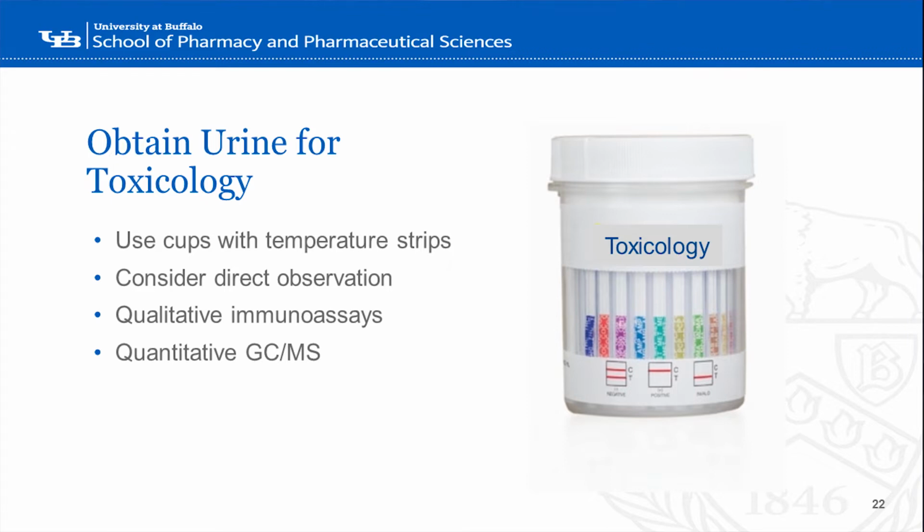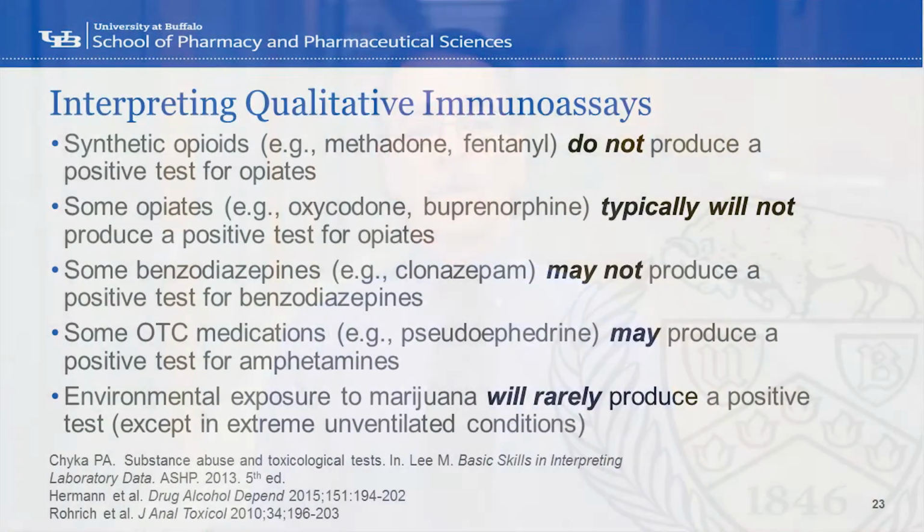And you can use these qualitative immunoassays as a screening test or a quantitative gas chromatography mass spec as a confirmatory test. Let's talk a little bit about the interpretations of these qualitative immunoassays. You have to remember that opiates are a subset of opioids. All opiates are opioids, but not all opioids are opiates.